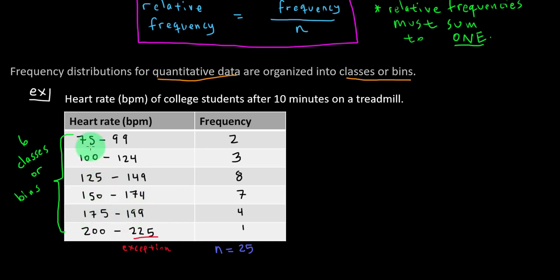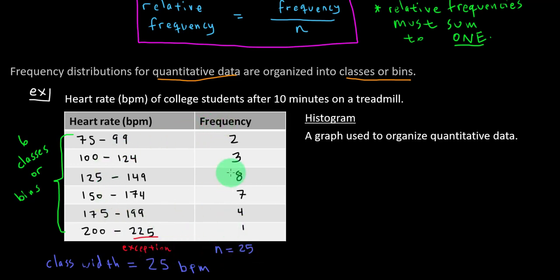But we could have created these differently. Maybe I wanted not 6 classes, but maybe I wanted 5 classes. If that was the case, then each class would have to be a little wider. What is the class width currently? Well, how many beats per minute is this class spanning? It's 25 beats per minute, excluding the exception. Cool. Let's now transcribe this info into a type of graph.